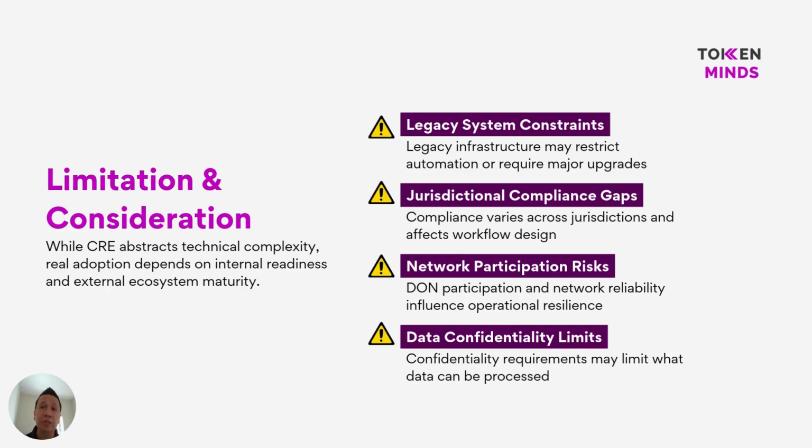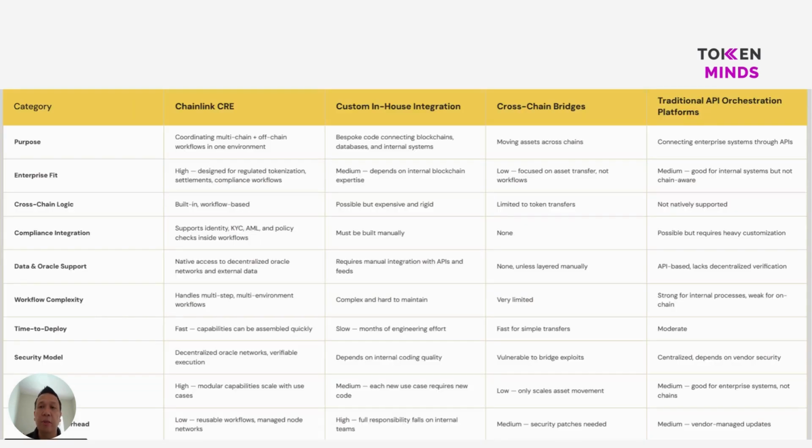While Chainlink CRE simplifies cross-chain operations, adoption still depends on internal readiness. Legacy infrastructure may limit automation, compliance requirements vary by jurisdiction, and network participation affects resilience. CRE reduces technical complexity, but successful implementation still requires careful design and governance.